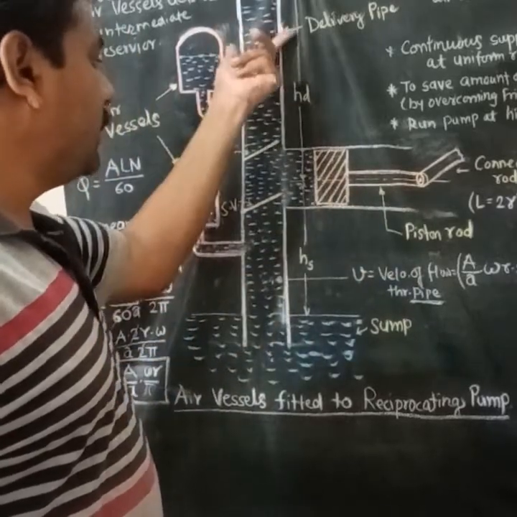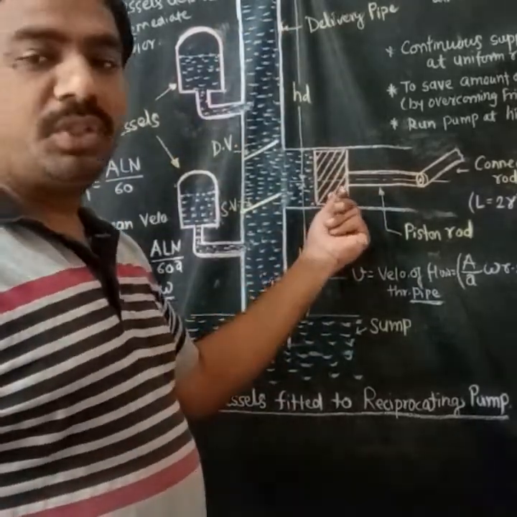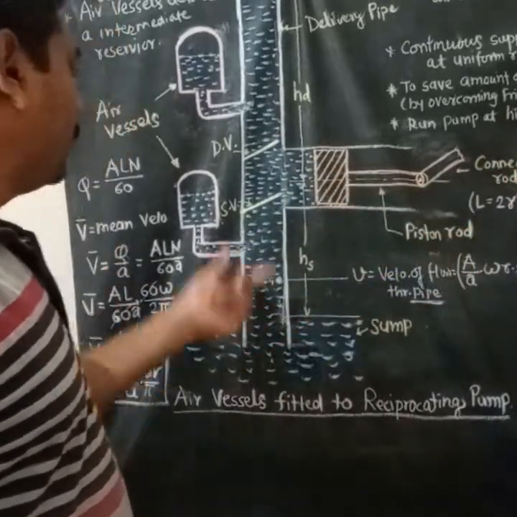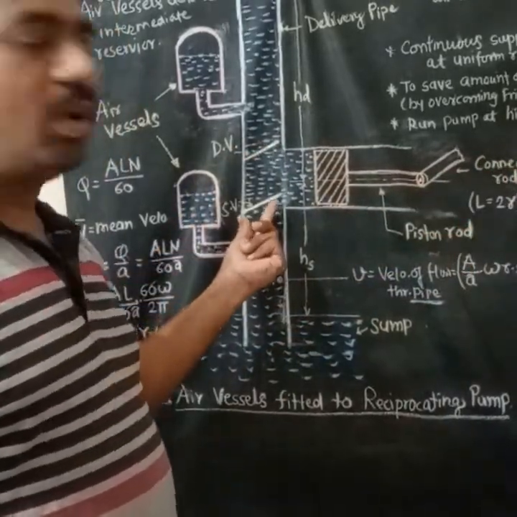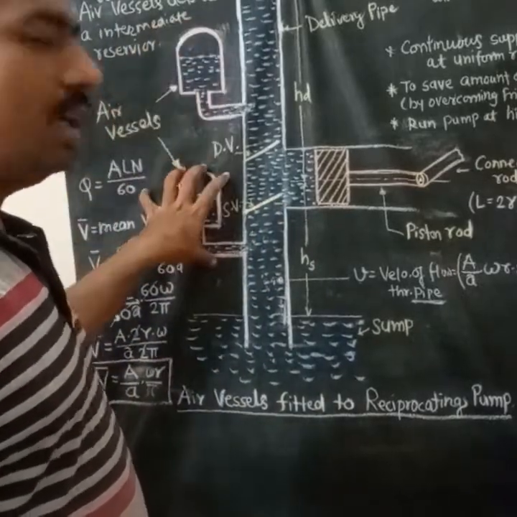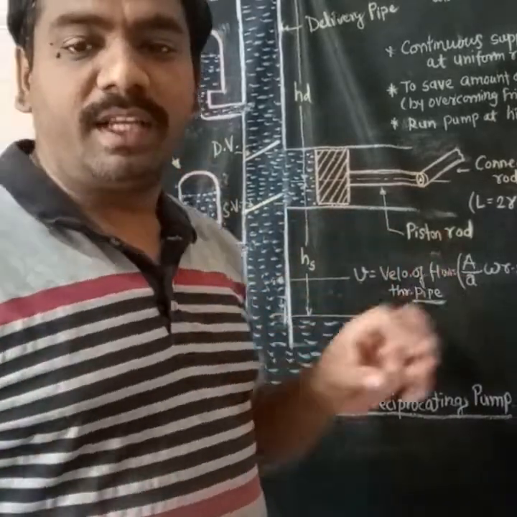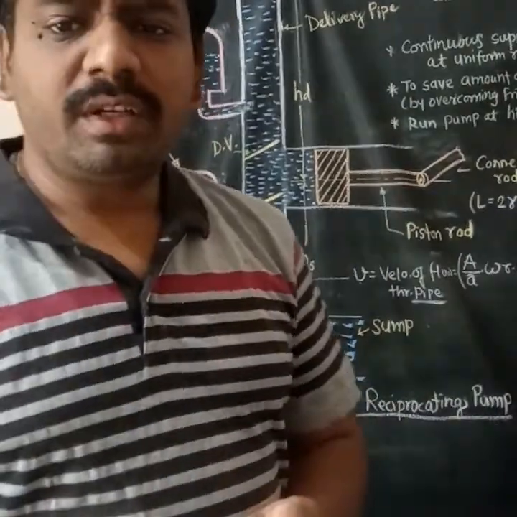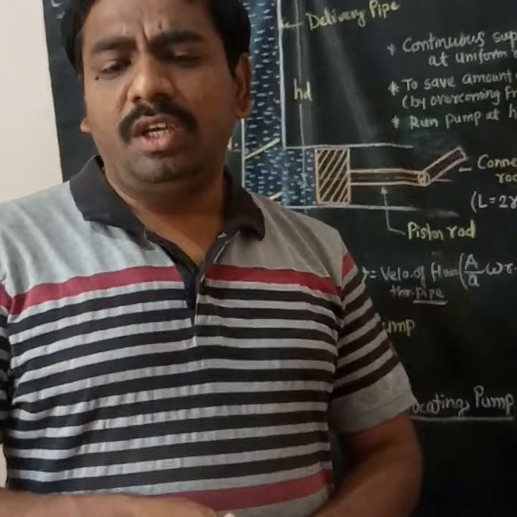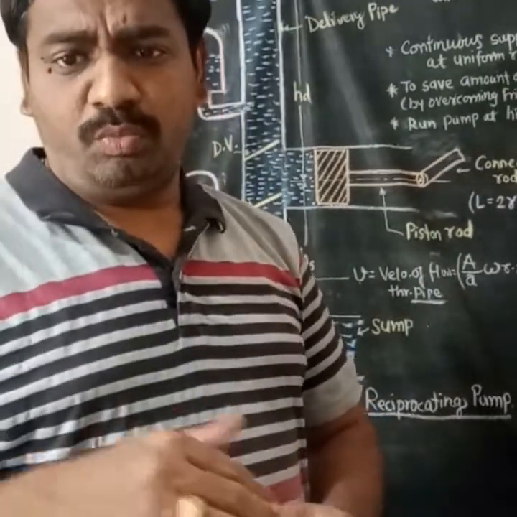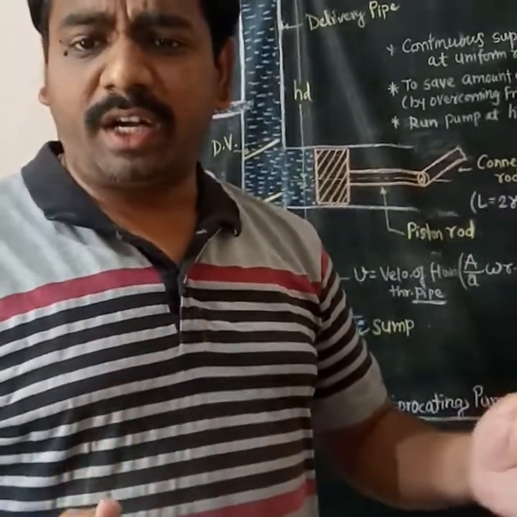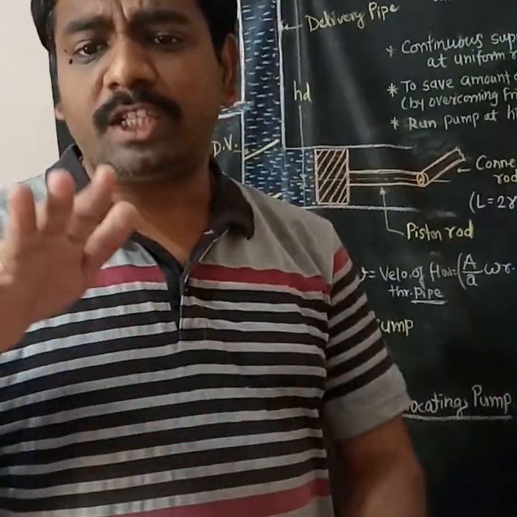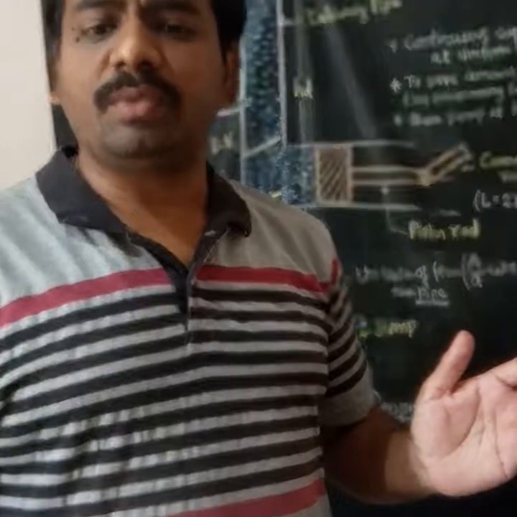There is a suction pipe, a delivery pipe, the piston and the cylinder, a piston rod and connecting rod and so on. Here are the delivery valve and the suction valve. Now there is one new thing, and that is the air vessel. An air vessel is simply a kind of chamber in which the air is compressed once the water enters it, and when this compressed air expands, the water comes out from this chamber.